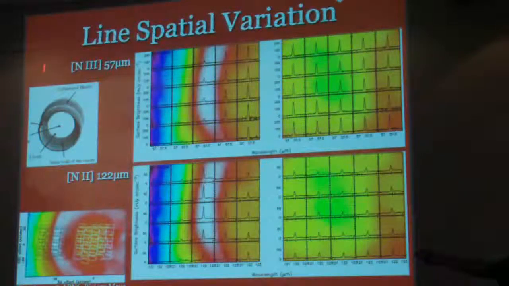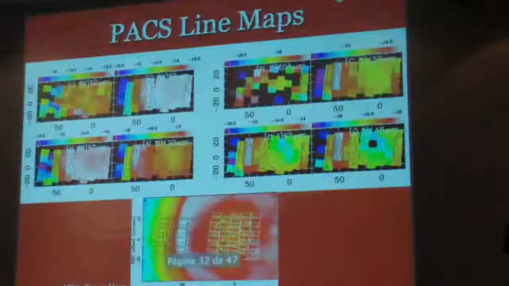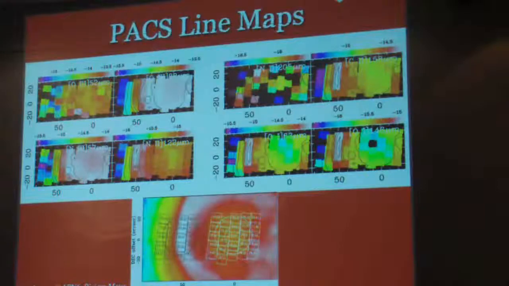So M357 is strong in the inner cavity, but goes down as you go out. And then the M2 line is not that high in the middle, but it goes up on the rim and then goes down. And then you can get the ratios. And then out of these observations, we can make line maps.